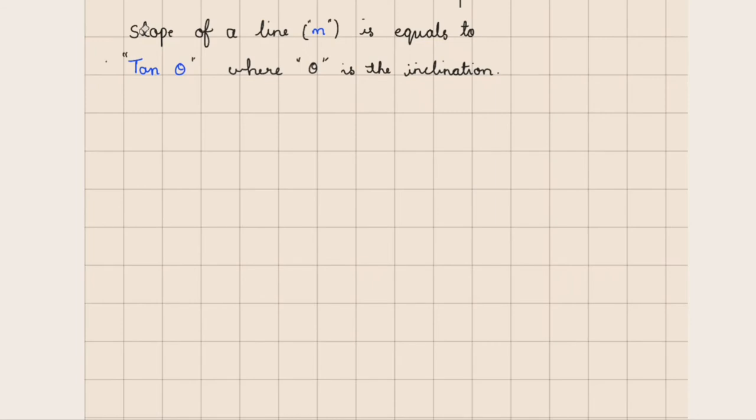The slope of a line should be a function of theta, which is the inclination. If a line has a larger inclination, it should have a greater slope. That is the definition of slope. So does the tan function give that? Let's see.